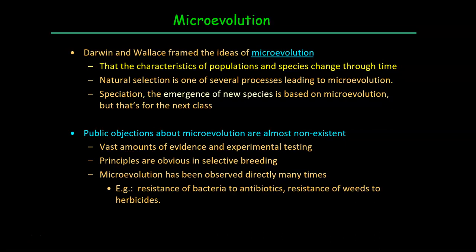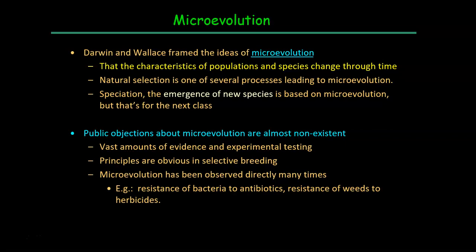Now, public objections to the concept of microevolution today are relatively non-existent. People don't seem to have a problem with understanding that bacteria are evolving to outsmart our antibiotics, or that weeds are becoming resistant to herbicides, or insects are becoming resistant to pesticides, and so forth. The principles that we've gone through here today are pretty obvious, and really, most folks don't have an issue with that.